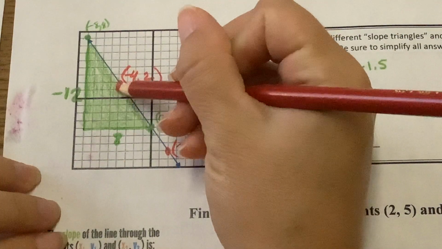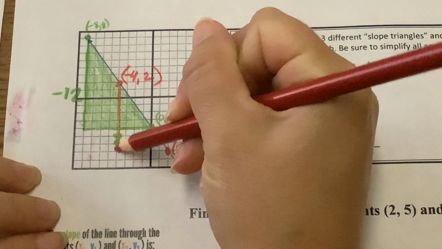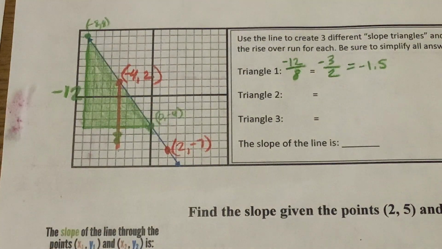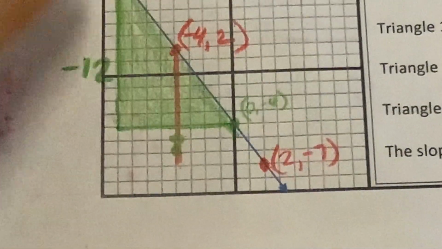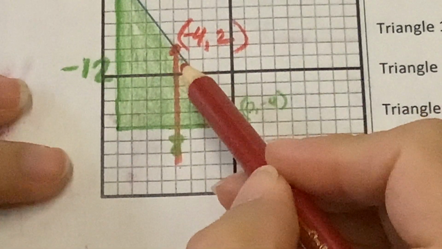What is this vertical movement? How far do I have to go down? It's not 8. It's 9.